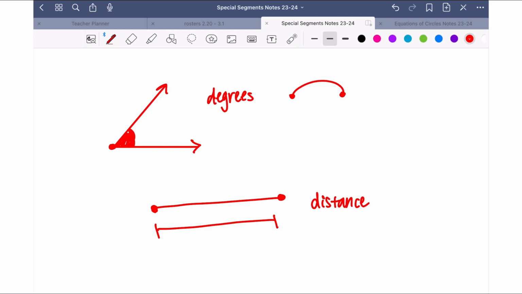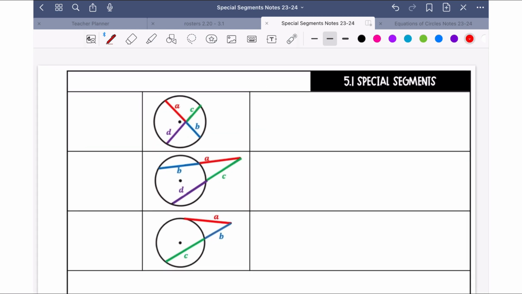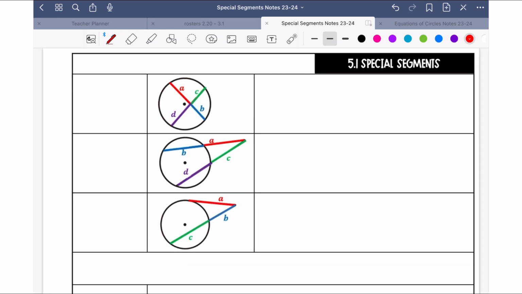So when we do our notes today, we're going to use 4 colors. Whatever colors you want to use, but stick to 4 if that helps you. And we're going to start with the first one for this video.